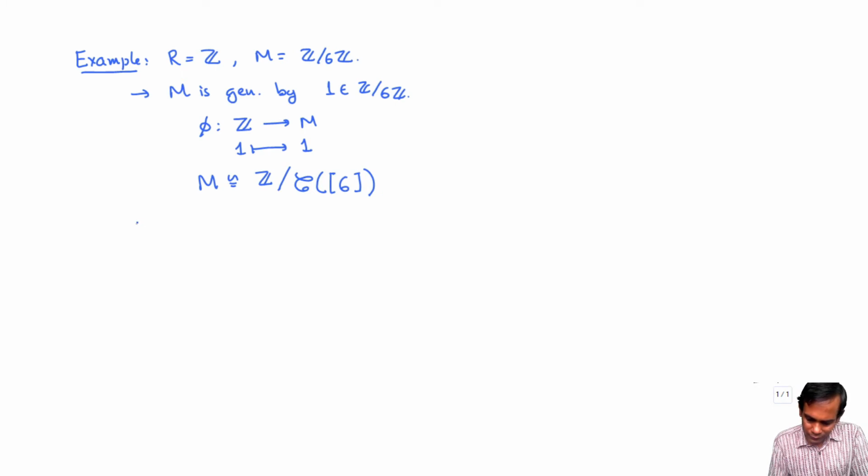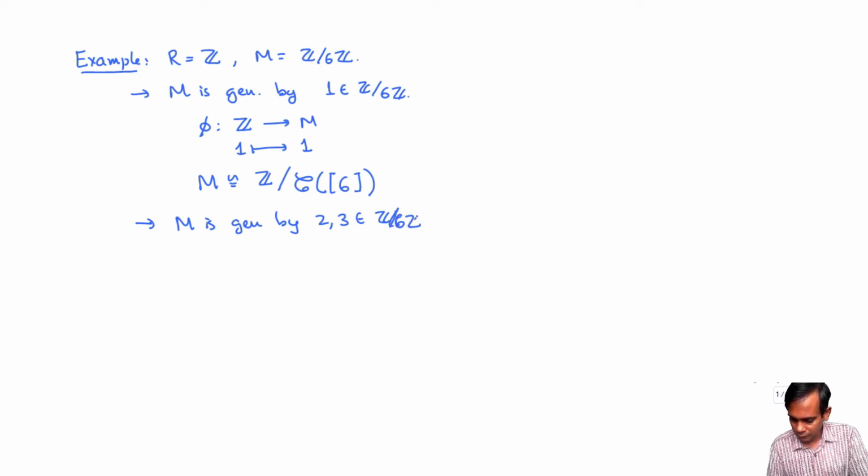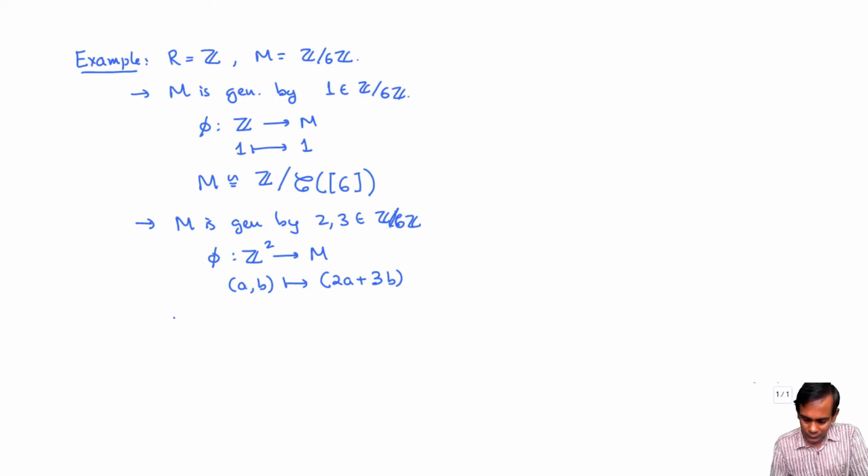But well, there are other ways to do this too. M is also generated by 2 and 3 in Z mod 6Z. And so we would then define phi from Z squared to M by taking (A, B) goes to 2A plus 3B in Z mod 6Z. What is the kernel of phi?